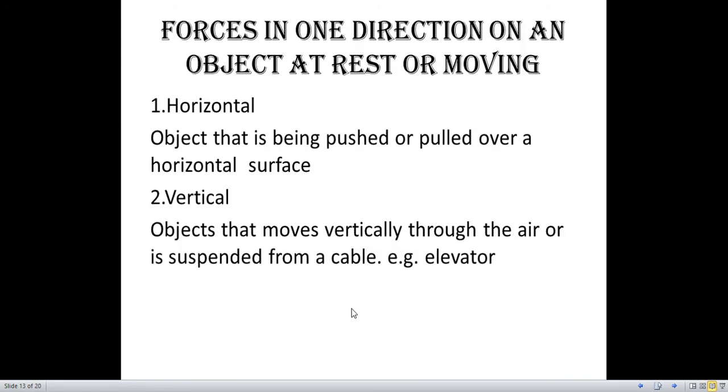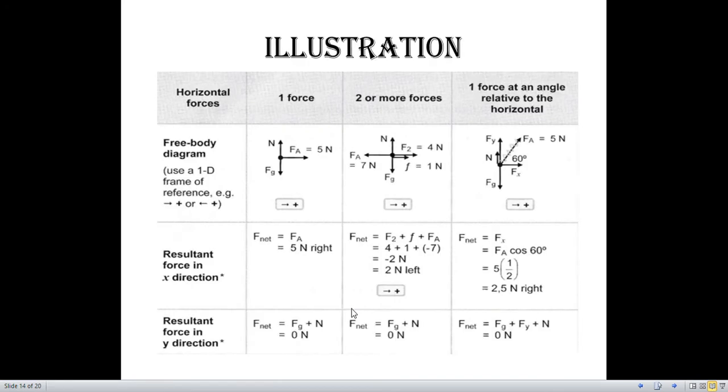Let's move forward. Now, forces in one direction on an object at rest or an object that is moving. Now we have the horizontal. Horizontal objects are objects that are being pushed or pulled over a horizontal surface. They are actually on the floor horizontally. For vertical, we're looking at objects that move vertically through the air, or objects that are suspended from a cable, e.g. your elevator there.